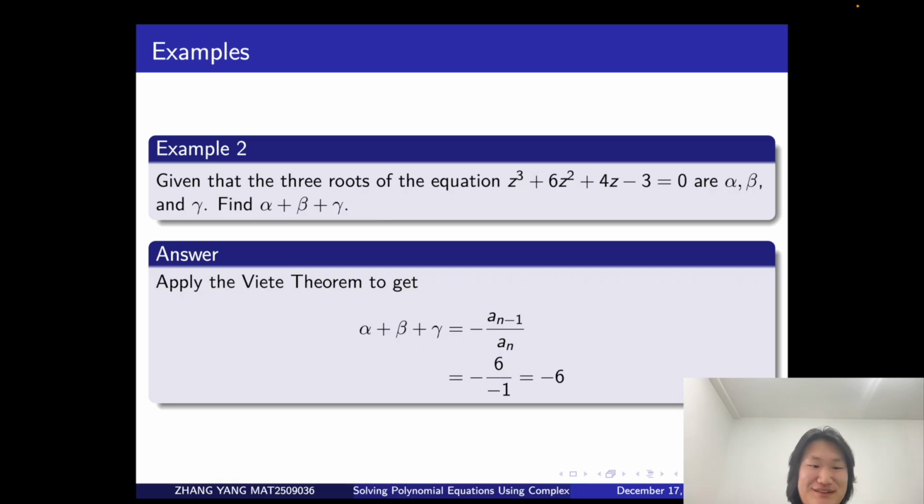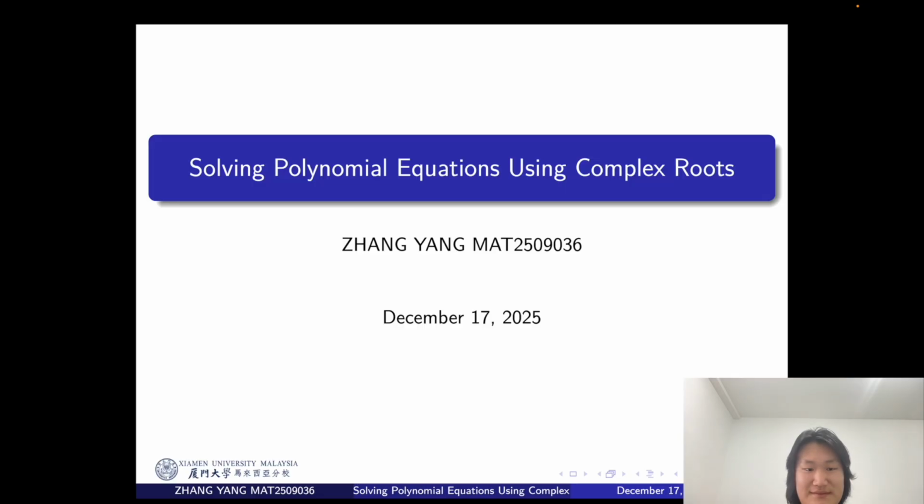The second example is given that the three roots of the equation are alpha, beta, and gamma. Find the sum of the three roots. We can directly apply the Vieta theorem to get that the sum of the three roots is minus an minus 1 over an, so it's minus 6. So that's how to solve polynomial equations using complex roots.